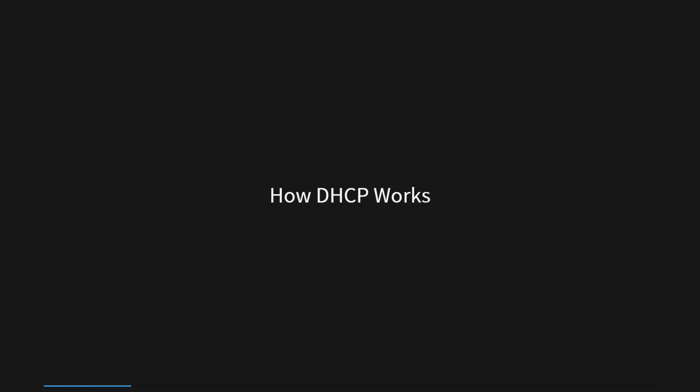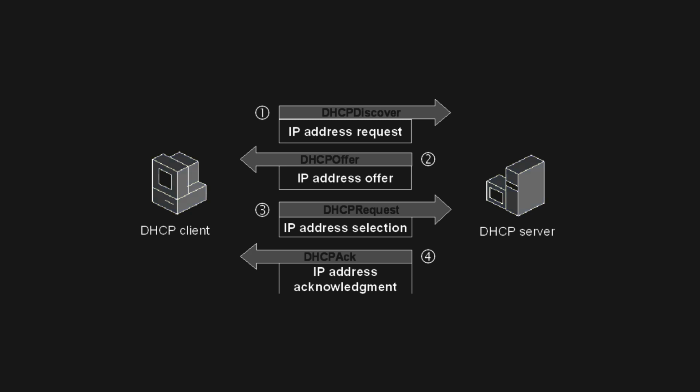Let's take a journey through the 4 stages of DHCP communication. When a device wants to join the network and lacks a valid IP address, it begins with DHCP Discover. The device broadcasts a special message, seeking out available DHCP servers within the network. This broadcast, called DHCP Discover, enables the device to find its way.